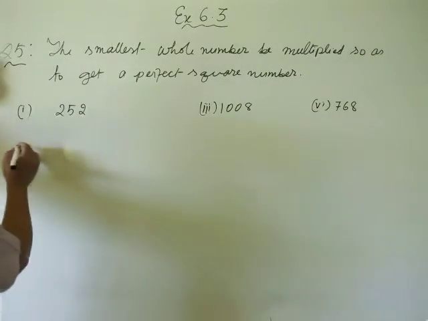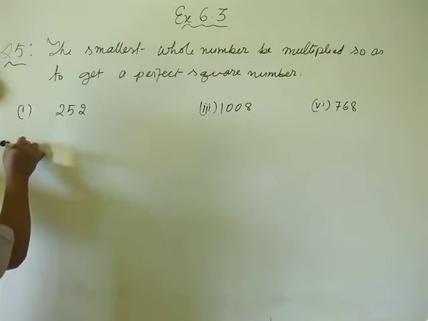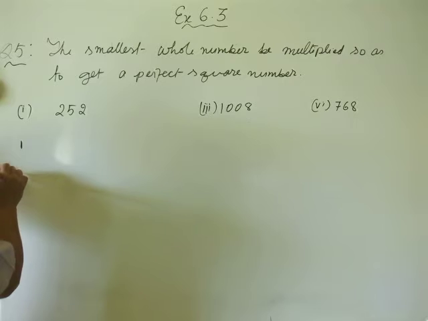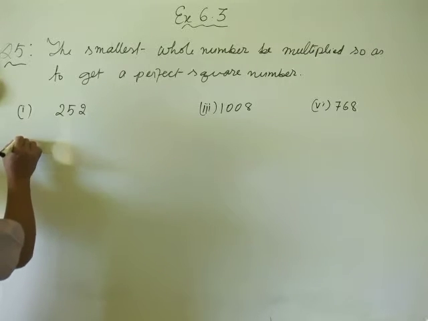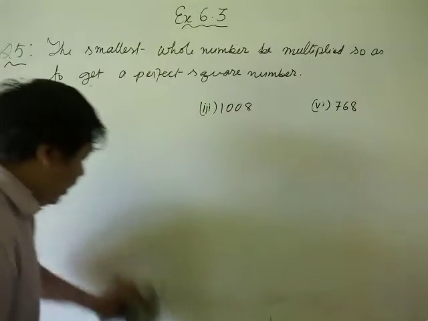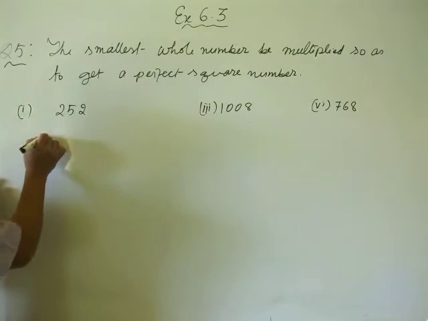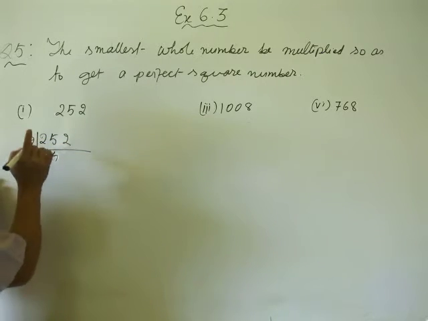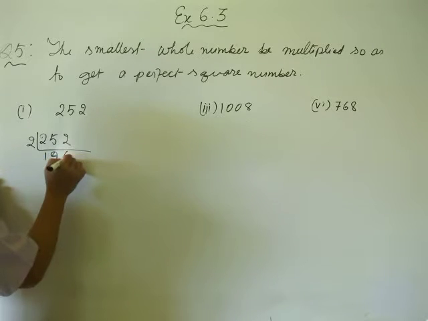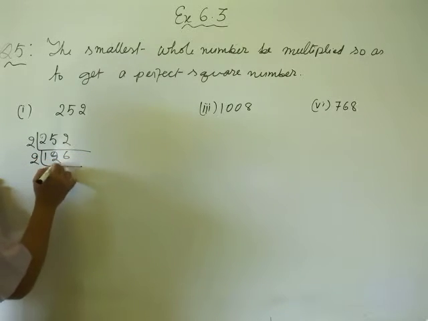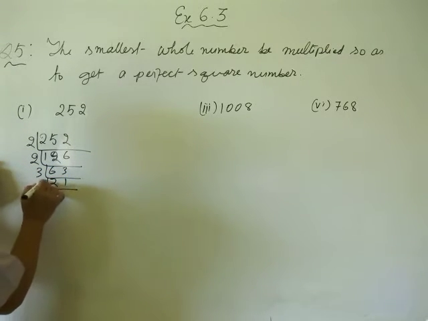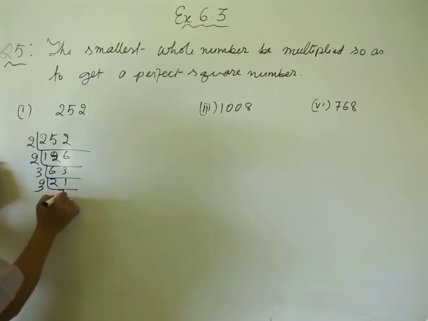Let us see here, question number 1, we have it like this. First of all, let us factorize this. 252: 2 twos are 4, 2 sixes are 12, 2 threes are 6, then 3 threes are 9, 3 sevens are 21, and 7 ones are 7.